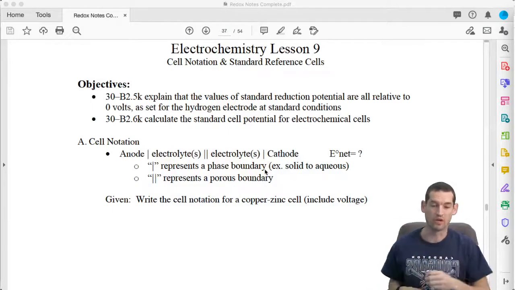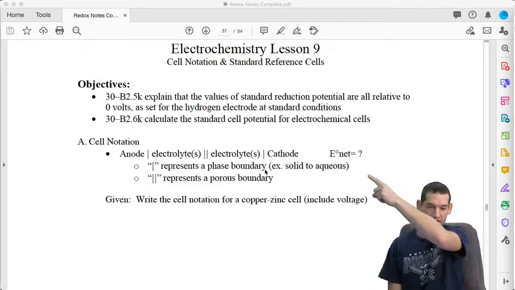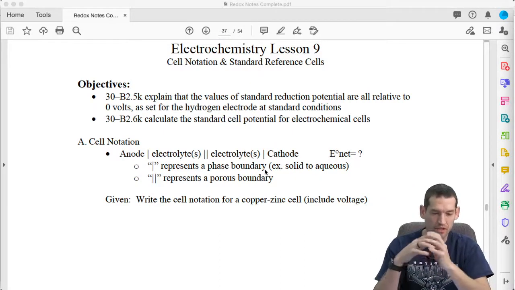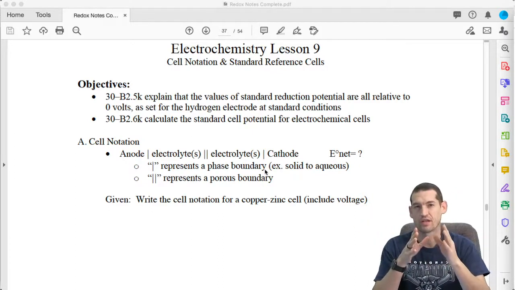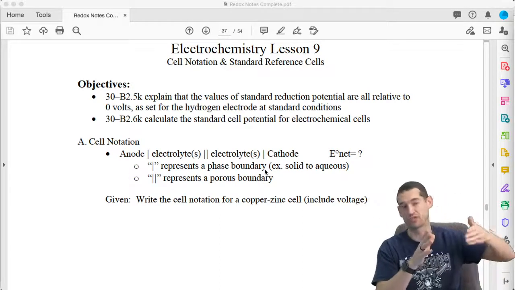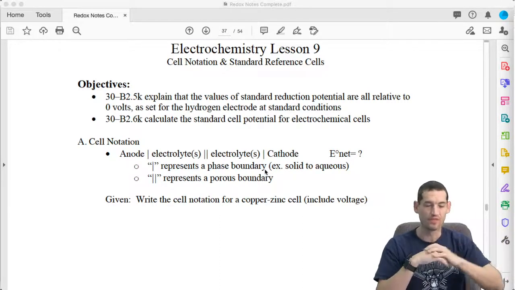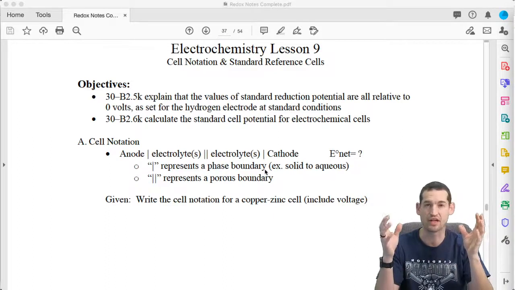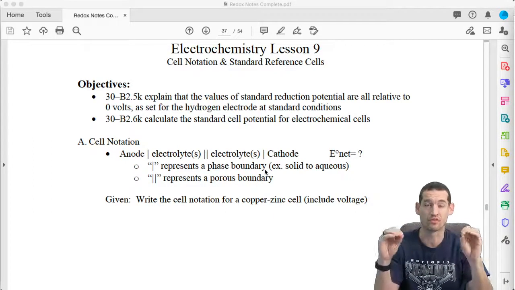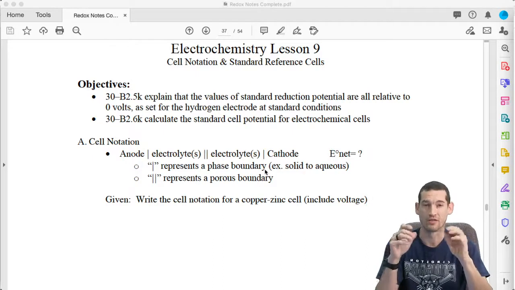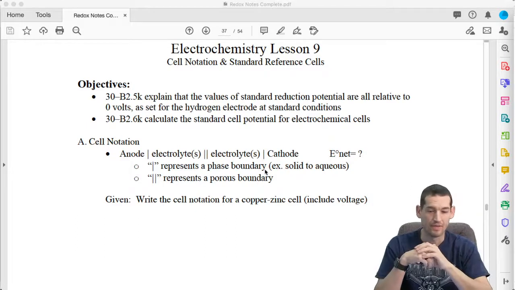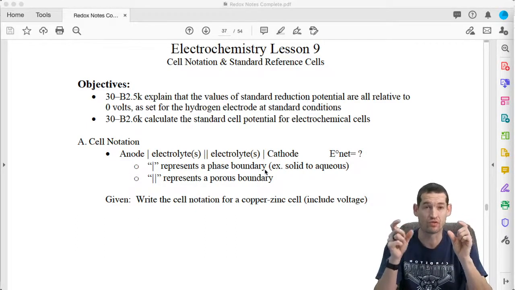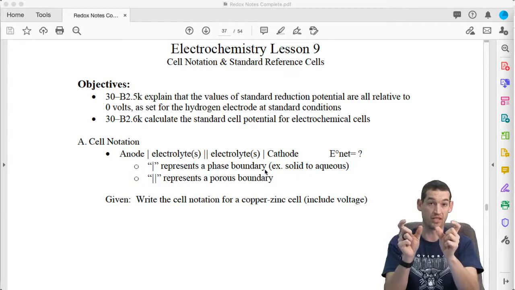On the homework from yesterday, you'll see a familiar setup, where there's an anode, then a slash, then electrolyte, then 2 slashes, then an electrolyte, slash, and then the cathode. That's exactly how every cell notation will always look. If it's written properly, it should be the anode on the left, the cathode on the right, and then the electrolyte that goes with each of those electrodes beside them.